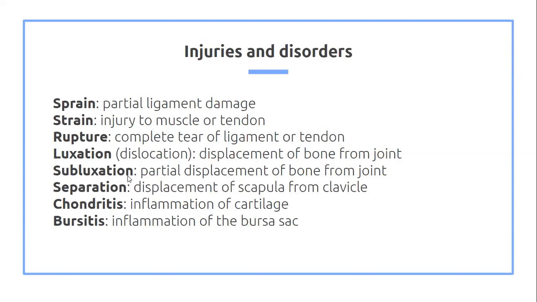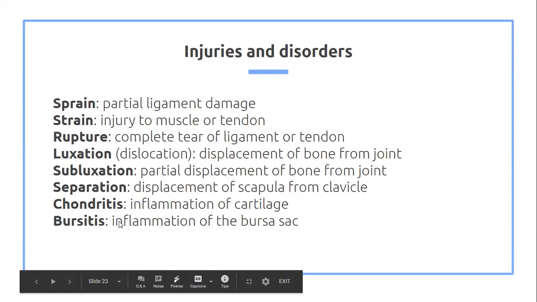A subluxation is the partial displacement of bone from joint. So it might not be all the way out of the socket, or wherever it's attached, it's just partly. Separation is the displacement of your scapula from your clavicle. So it's very specific. Your scapula is your shoulder blade and your clavicle is your collarbone. Separation is specifically those two bones being displaced.